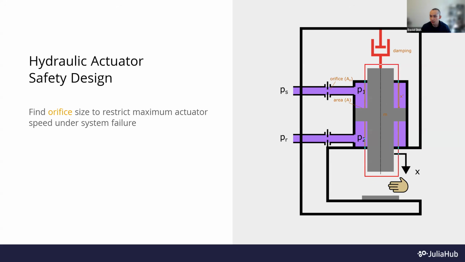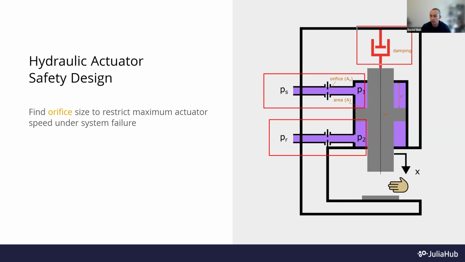We have this actuator, which is this gray thing right in the middle. And this will move up and down to apply pressure to objects in this area. And the way that this actuator is controlled is by the pressures in these areas, as well as this damper that you see at the very top here.